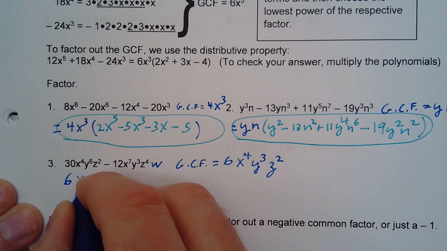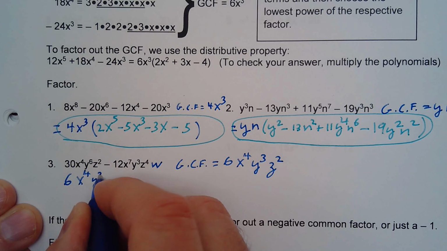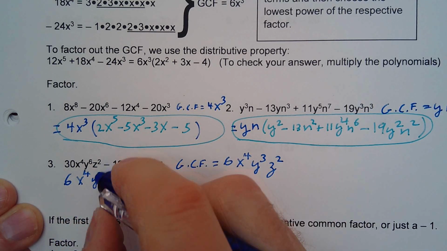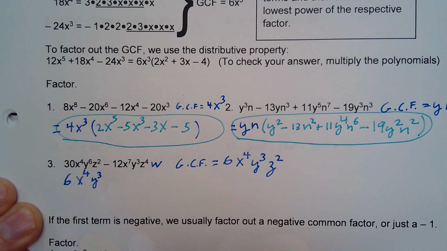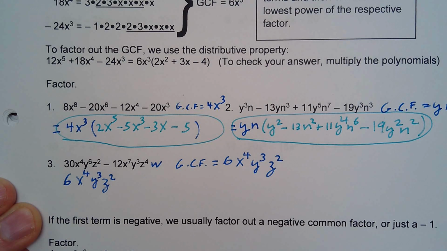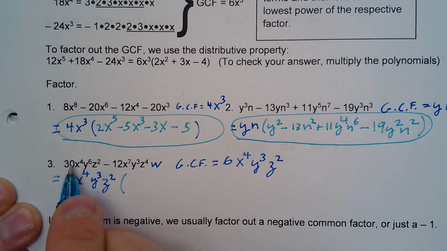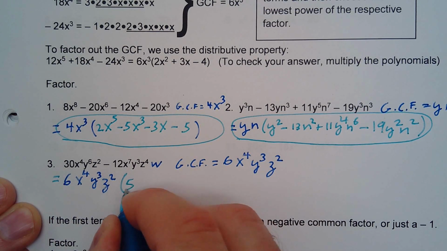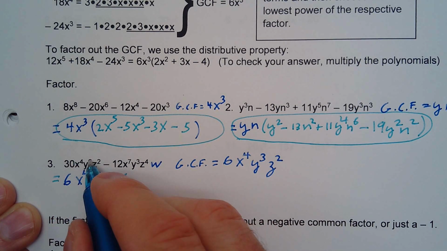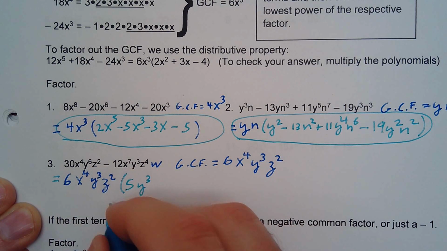So we put that out in front. And then we have to get our leftovers. So 30 divided by 6 is 5. X to the fourth is divided out. 6 minus 3 is 3. Z squared is divided out.